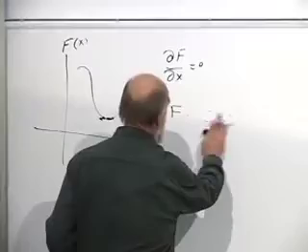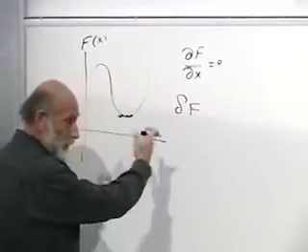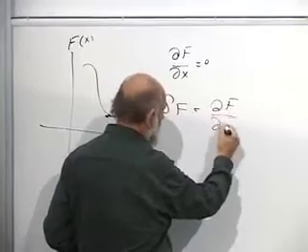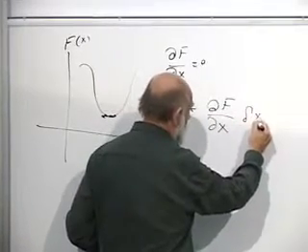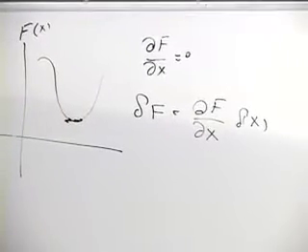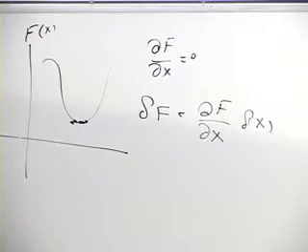We could also say that the change in f when you move x a little bit is the derivative of f with respect to x times delta x. If df by dx is equal to 0, so is delta f. All right, so you get the idea.